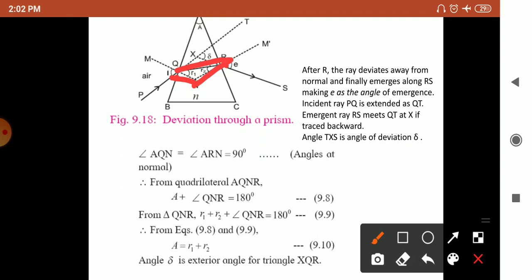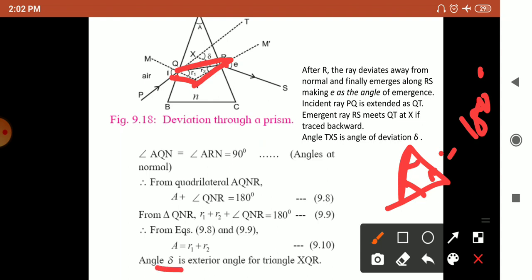As we know, the sum of all angles of a triangle is equal to 180 degrees. So from these two equations, A is equal to r1 plus r2, and the angle of deviation delta is the exterior angle for triangle XQR.